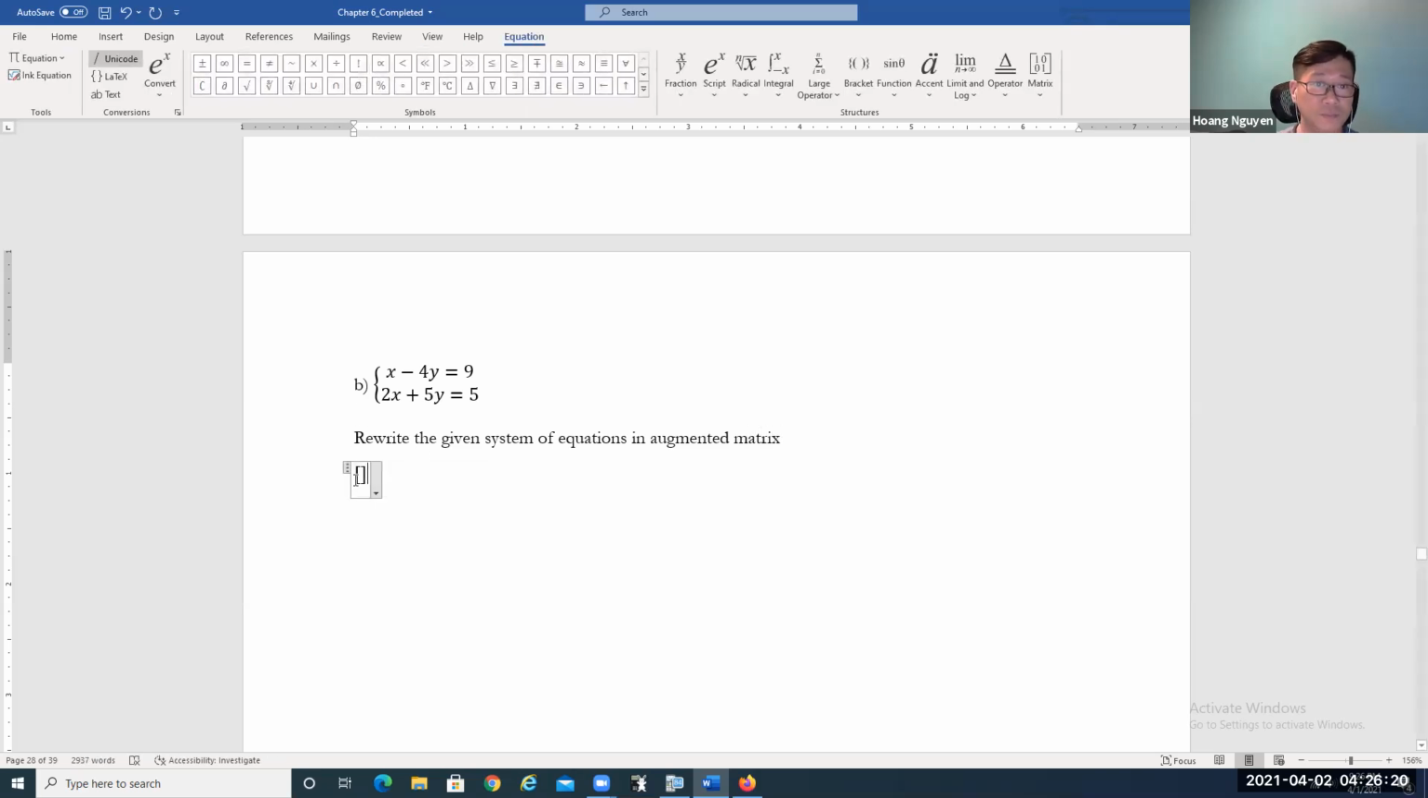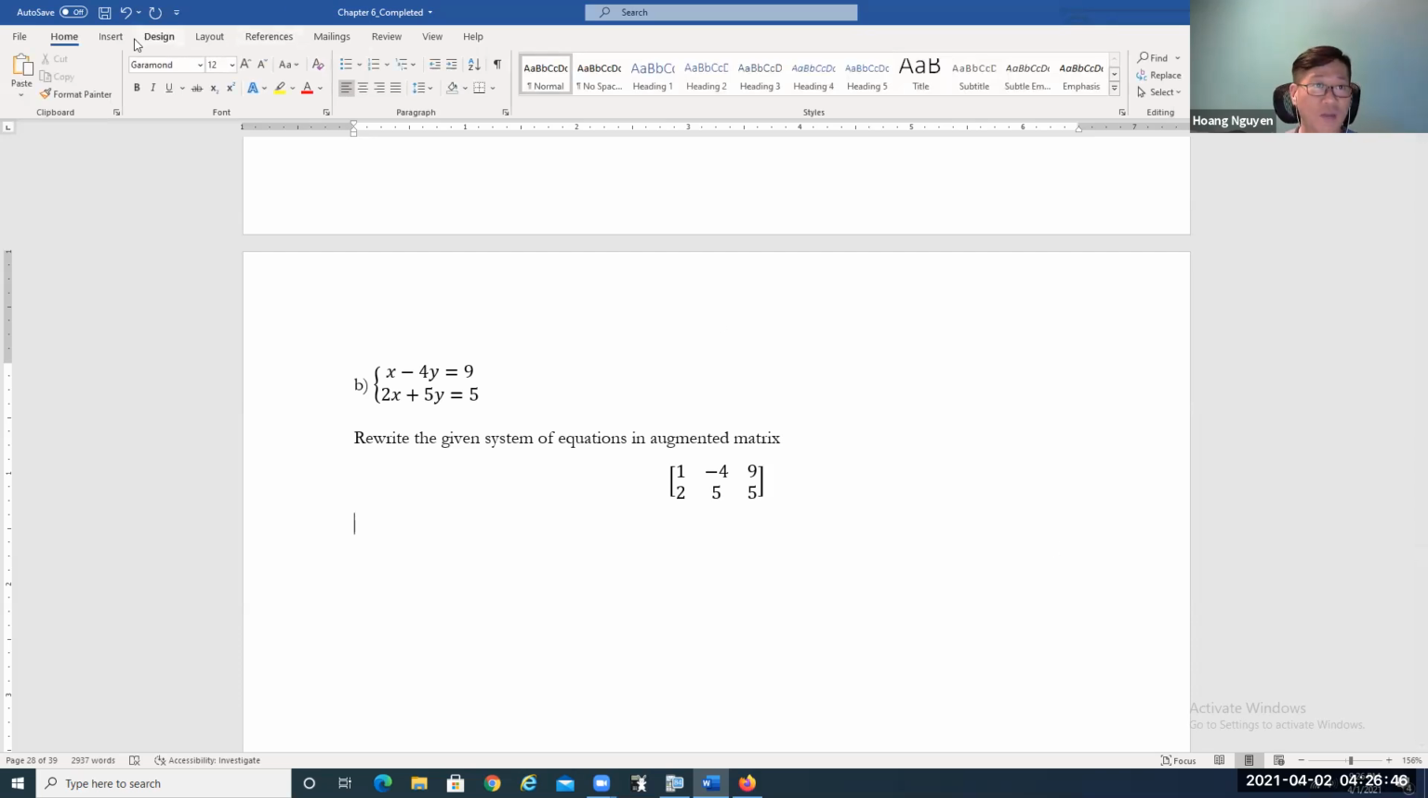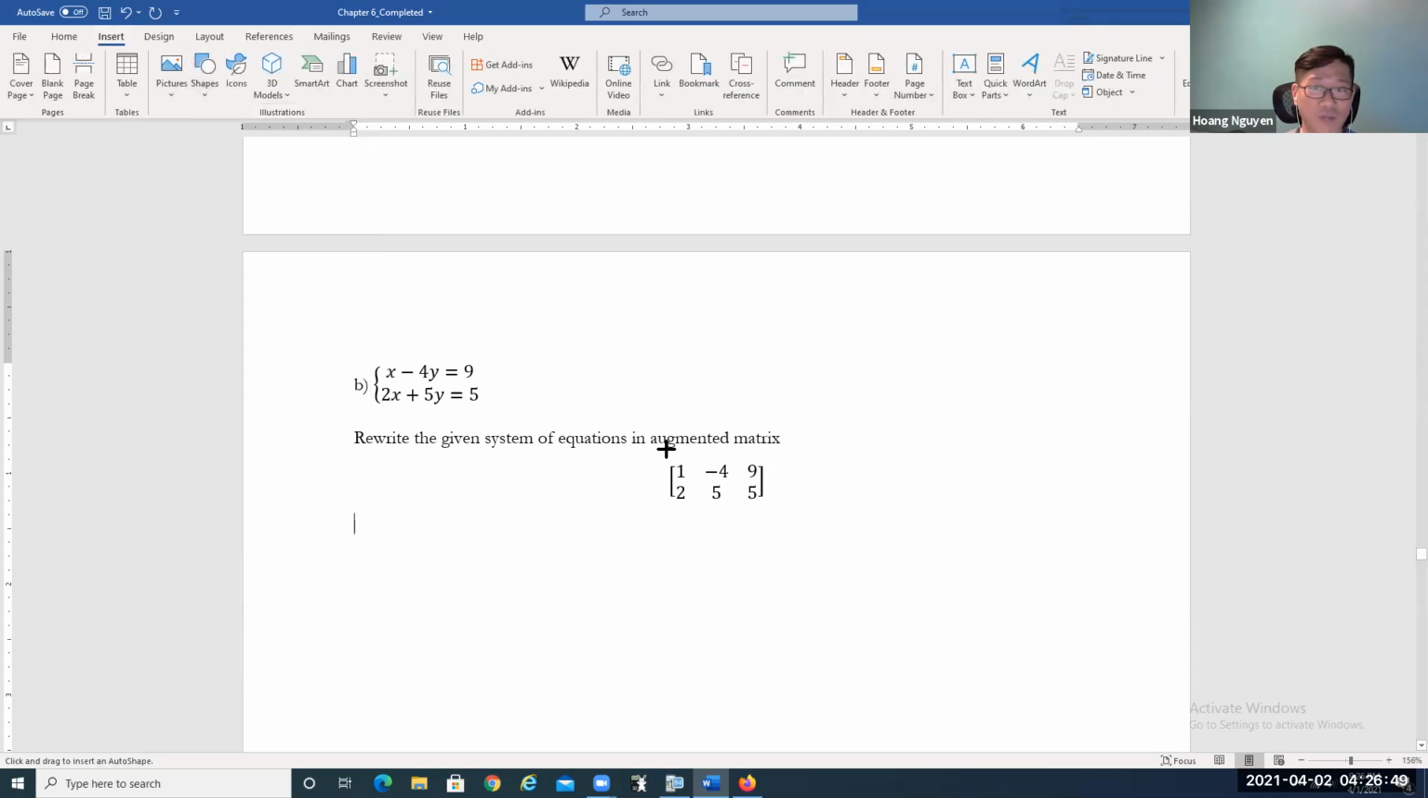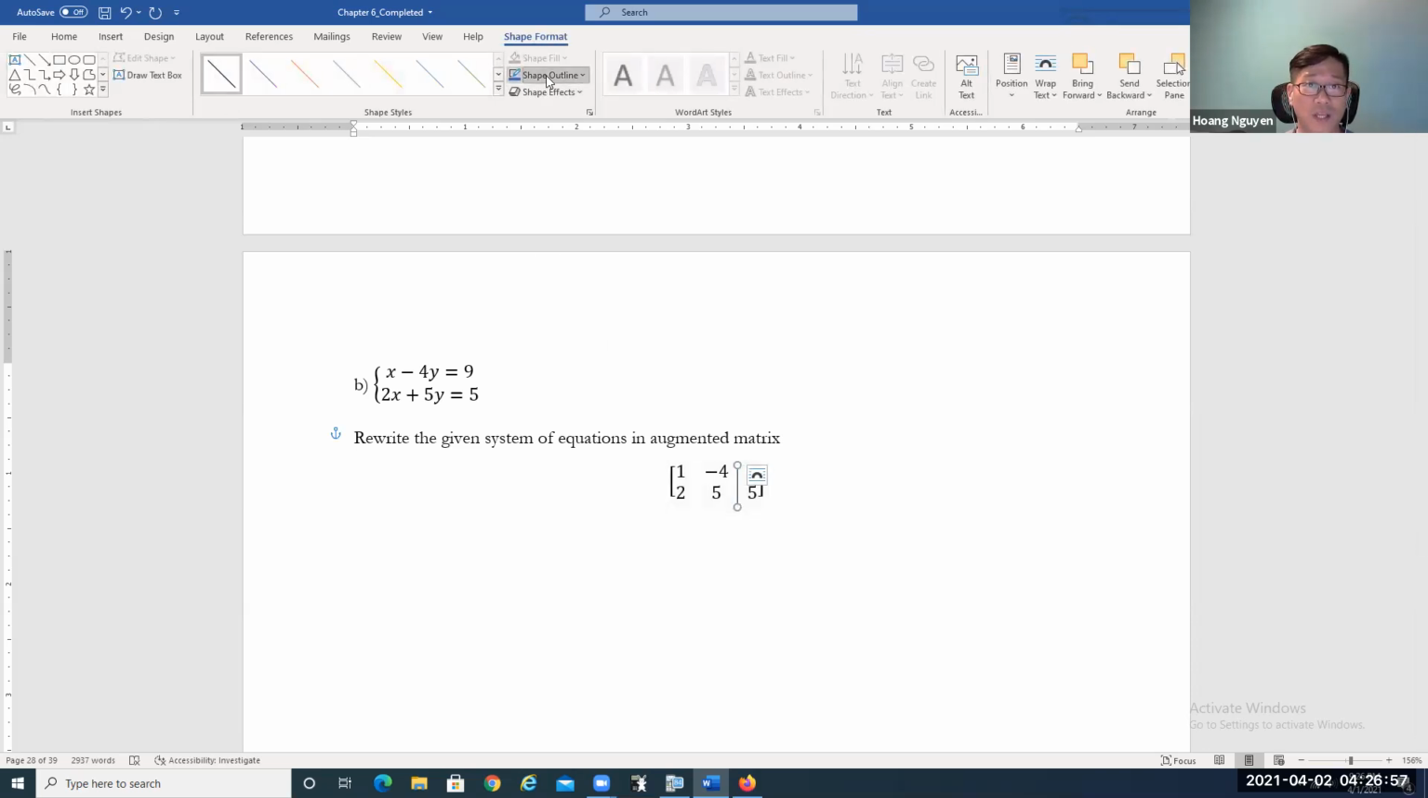Okay, so for this matrix, we have 2 rows and 3 columns, right? So we're going to have a 2 row and 3 column matrix. And we just copy the coefficients and the constants. So it's going to be 1, -4, 9, 2, 5, and 5. Okay. So this is the augmented matrix, and once again, you might draw a vertical line to indicate which entries belong to the coefficients of the variables and which ones are the constants.